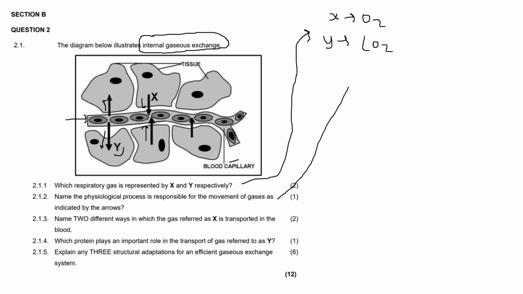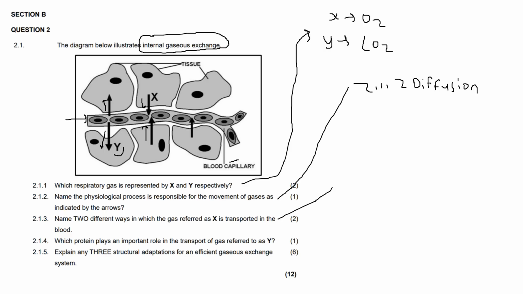And then let's go to 2.1.2. Name the physiological process that is responsible for the movement of gases as shown by the arrow. Okay, remember, for the gas to move, they must undergo what we call diffusion. So they'll be diffusing from one area to the other. They'll be going from one place to another. So diffusion is the process that will be occurring there in the lungs, in the alveoli. That will be the answer for 2.1.2.